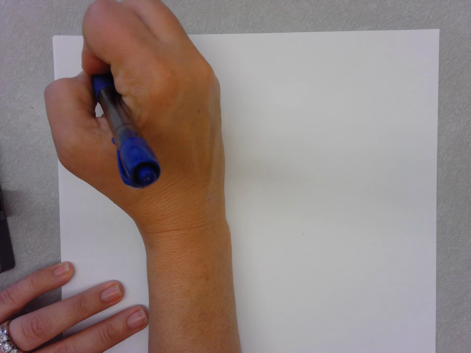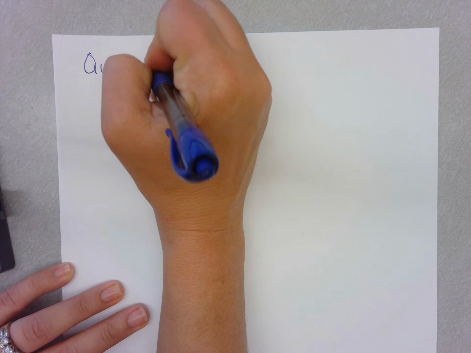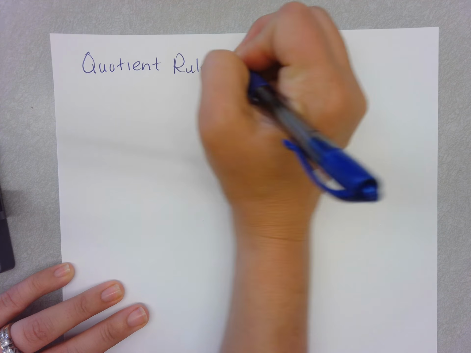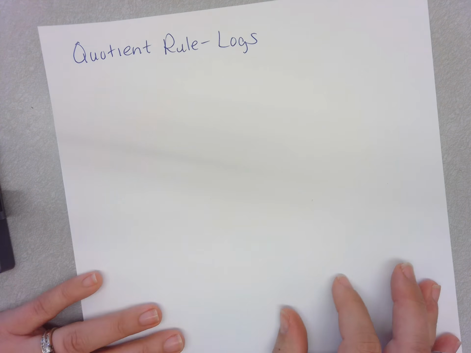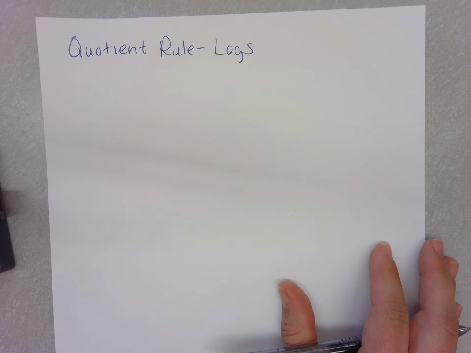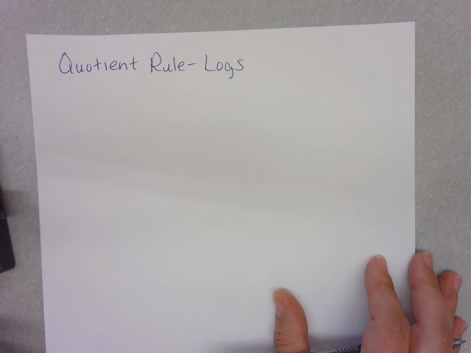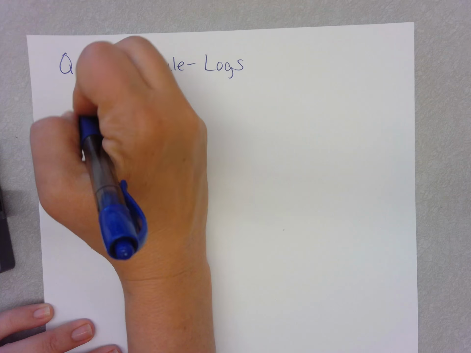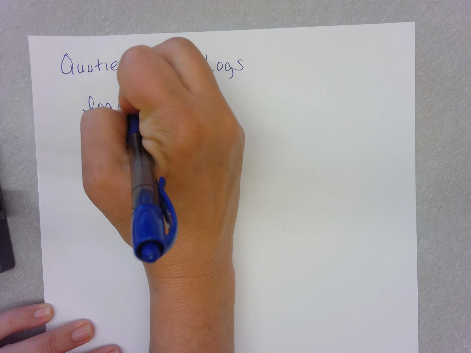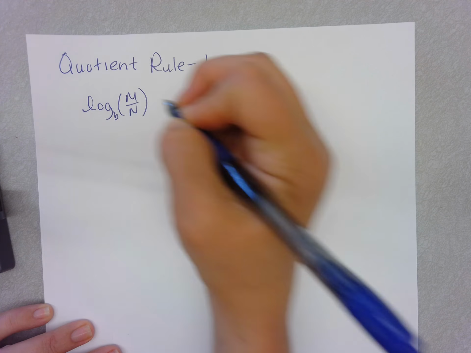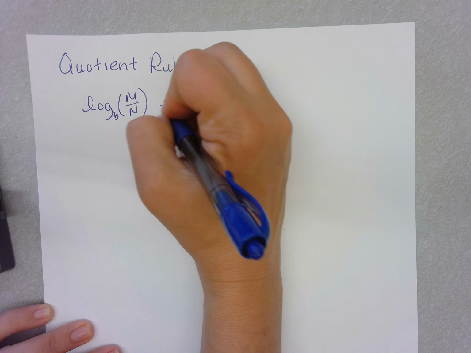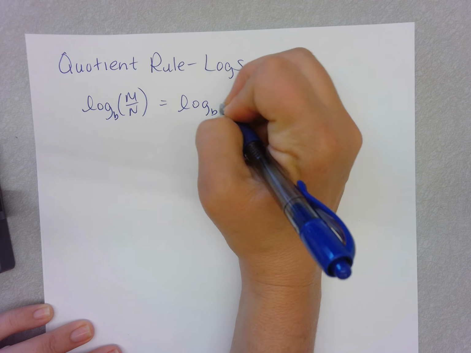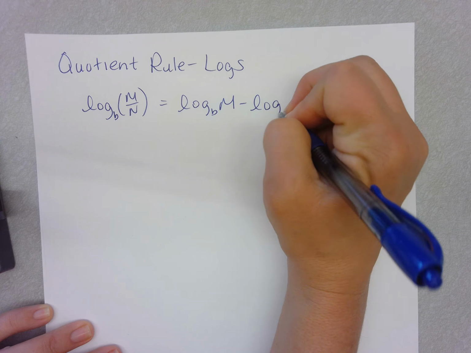Alright, so we also have another rule that sounds kind of familiar, but again, it's different. The quotient rule, but this one again for logs. And this one can be proved just like the product rule, but I'm not gonna prove it this time. But if you want to see the proof, please come in and talk to me. I would love to show you. I have the log base b of m over n, and this can be any base b, right? And this is the log base b of m minus the log base b of n.